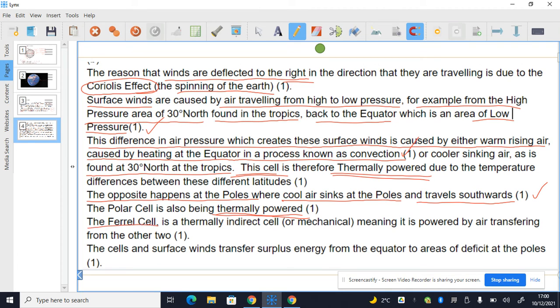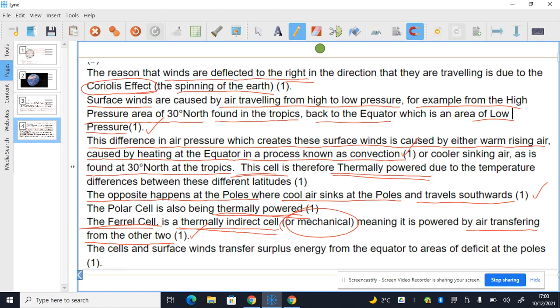Now, caught in between is this little Ferrel cell. It's not a thermally powered cell. It's powered by the other two, which means it's ended up getting called a thermally indirect cell, sometimes also known as a mechanical cell. And it's actually powered by air transferring from the other two. So that's the polar and the Hadley cell. So there's a mark there.